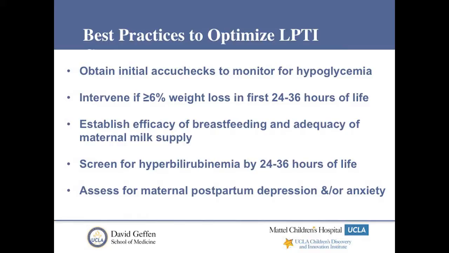You should probably intervene if that patient has lost more than 6%, particularly in the first 24 to 36 hours. I hopefully see Dr. Lin shaking his head yes to that one. The other thing that's absolutely critical is making sure that breastfeeding is working. Not maybe working, not it could work, but that you've established reliable breastfeeding, and recognizing in that late preterm infant, it may take a while. And of course, you have to screen for hyperbilirubinemia.